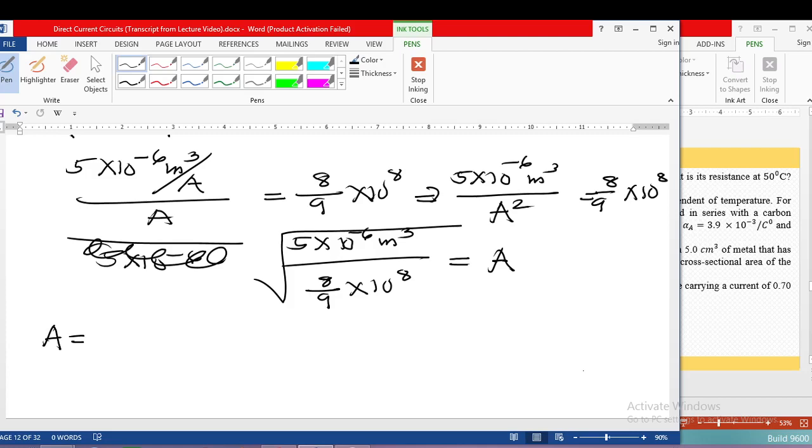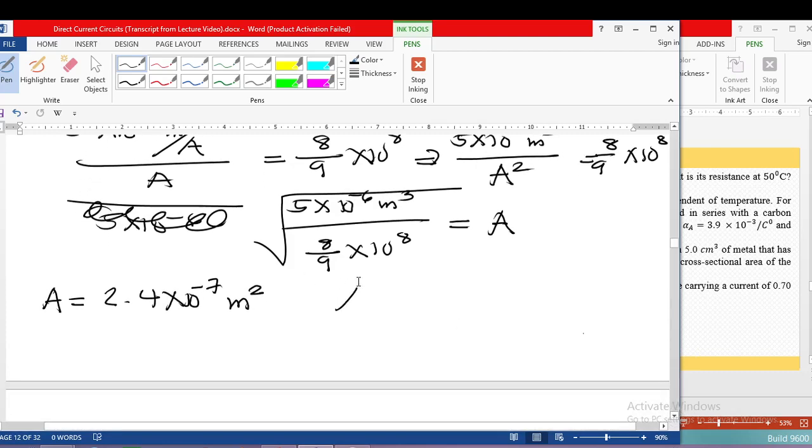so that is equal to 5.625 times 10 to the negative 14. Then taking the square root, that is 2.4 times 10 to the negative 7. Then meter squared. That is just the unit of the area.